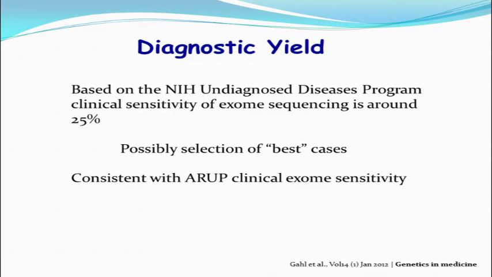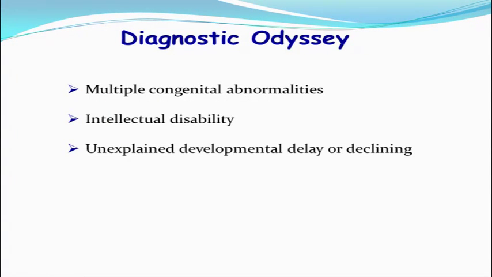Exome sequencing provides a test sensitivity of about 25%, as reported by the NIH Undiagnosed Disease Program. In the best selected cases, the sensitivity of exome sequencing is 25%, which is consistent with the ARP clinical exome sequencing sensitivity. And exome sequencing helps end the diagnostic odyssey, especially for patients with multiple congenital anomalies, intellectual disability, and some unexplained developmental delay or decline.